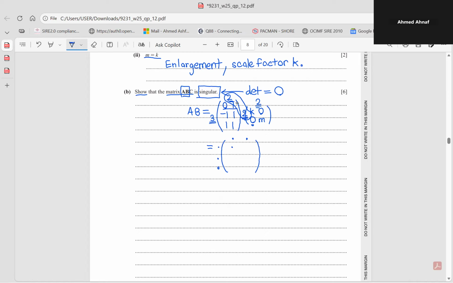So 0 times k plus 1 times 0, that is 0. And 0 times 0 plus 1 times m. So 0 plus m, that's just m. And then for this, same thing, minus 1 times k plus 1 times 0. So that's minus k. And then minus 1 times 0 plus 1 times m. So that's m. And for here, we have 1 times k plus 1 times 0. So just k and 1 times 0 plus 1 times m. Yeah. So yeah, this is our matrix AB.